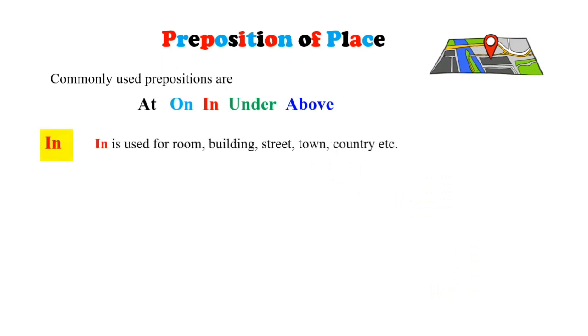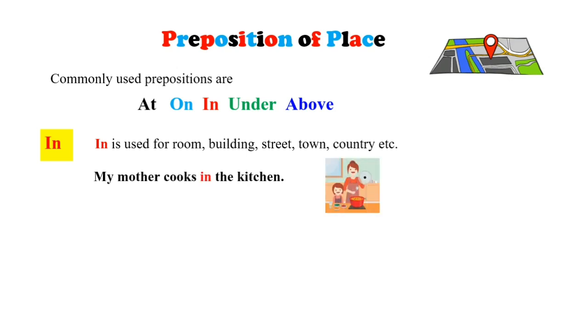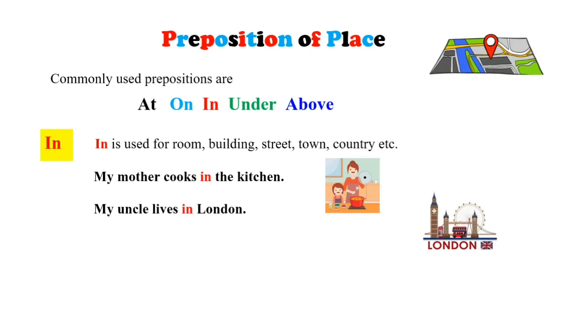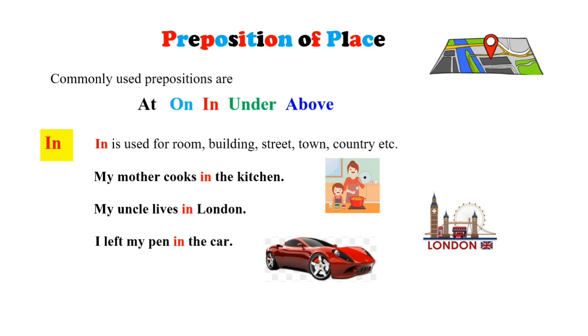And in is used for room, building, street, town, country, etc. My mother cooks in the kitchen. My uncle lives in London. I left my pen in the car.